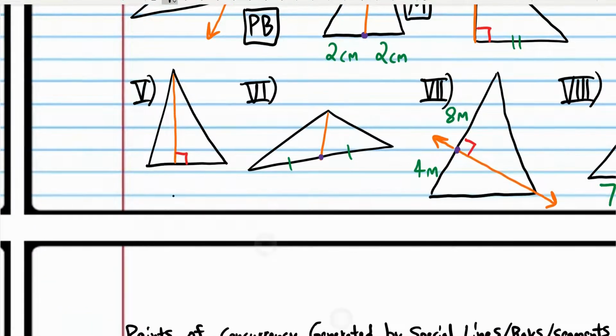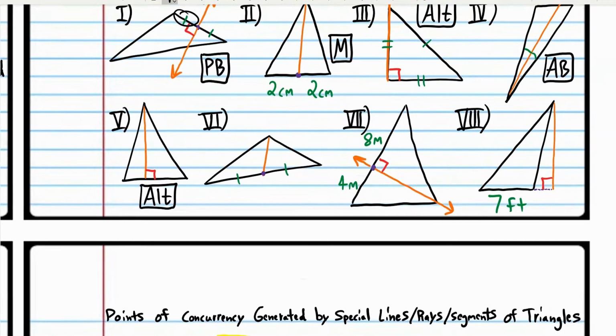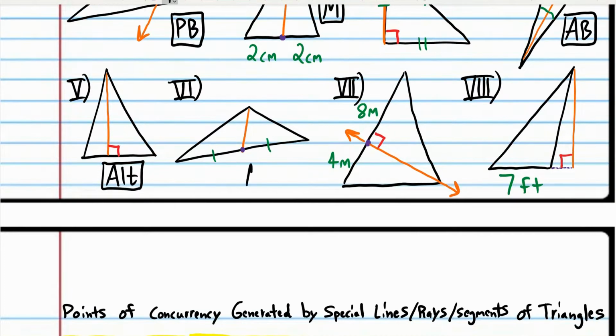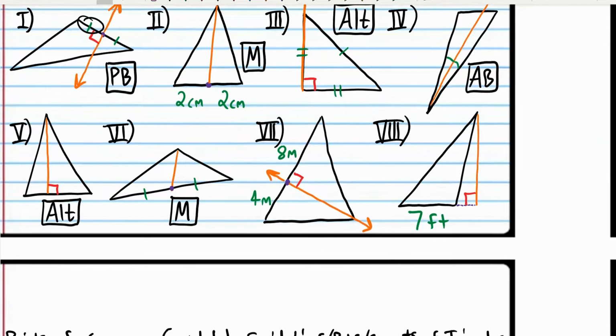And we have an altitude. That's an actual altitude there, not just containing the altitude. And we have a median. This is containing an altitude. It is not a perpendicular bisector because this length is not equal to this length. And it's not a median for the same reason.